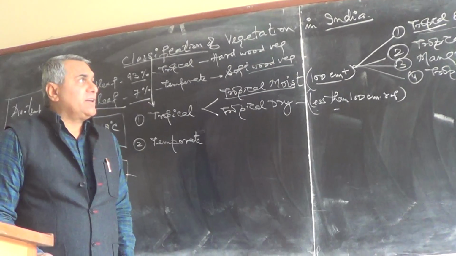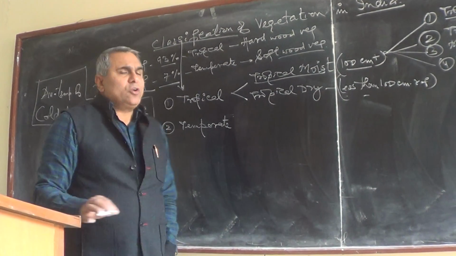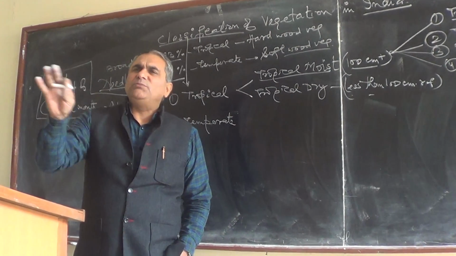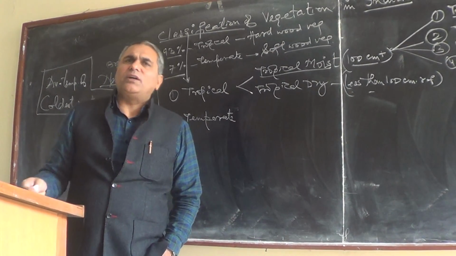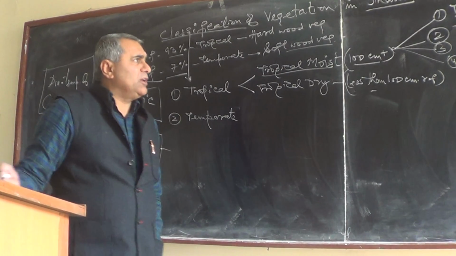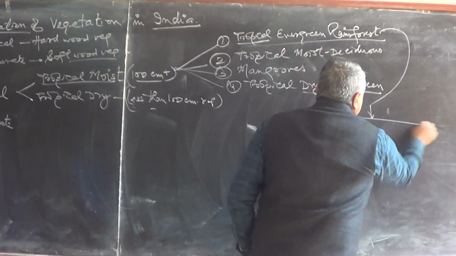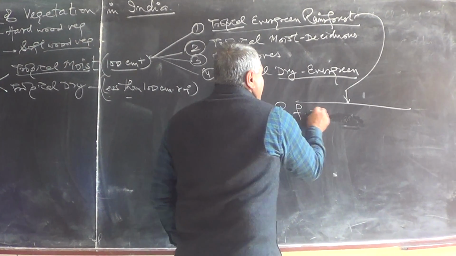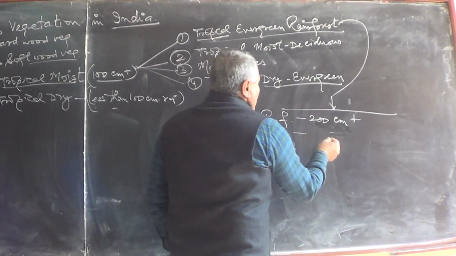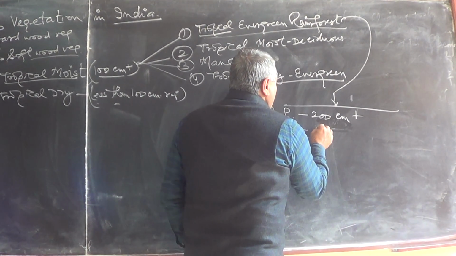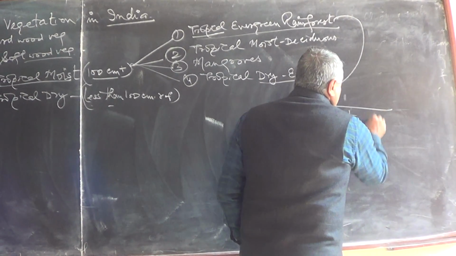Tropical evergreen rainforests. Should I dictate some of the properties? Okay. Tropical evergreen rainforests are similar to equatorial rainforests. They receive rainfall more than 200 centimeters. This is the area where rainfall is, I can say, tropical, rainfall 200 centimeter and plus. Latitude it is almost from say 5 degree north to 25 degree north sometimes.